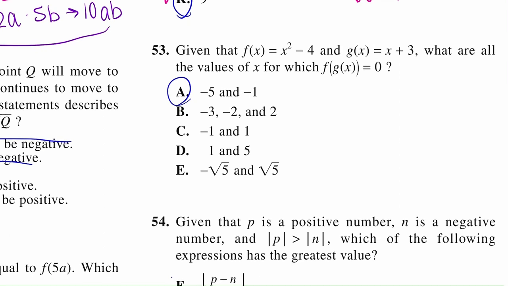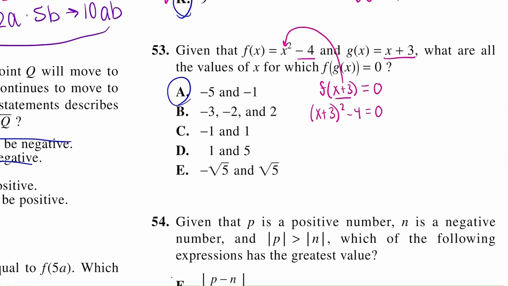Given that f of x equals x squared minus 4 and g of x equals x plus 3, what are the values of x for which f of g of x equals 0? So it basically wants to know f of g of x, which is x plus 3, right? Equals 0. Now it wants us to plug in x plus 3 to f of x. So I have x plus 3 squared, bring down the rest, minus 4 equals 0.